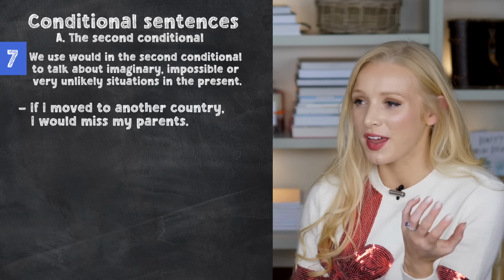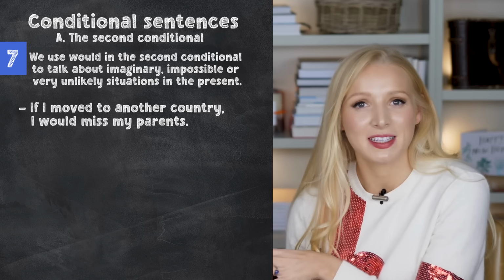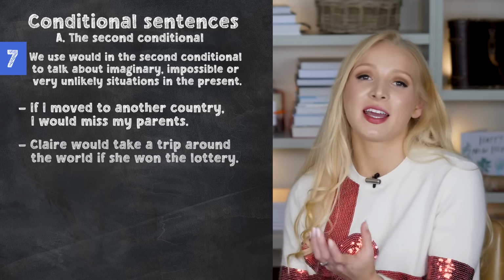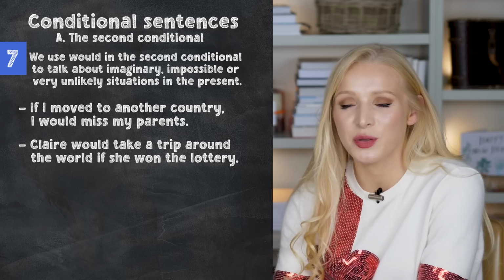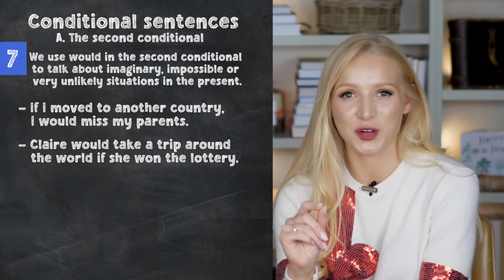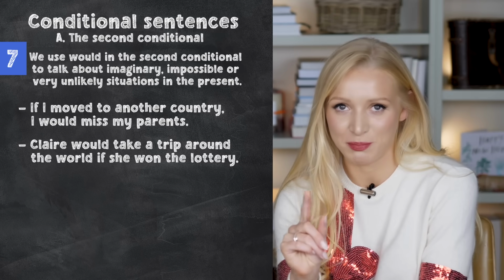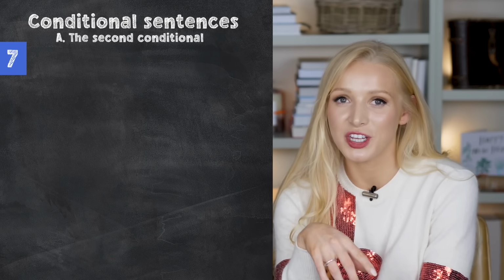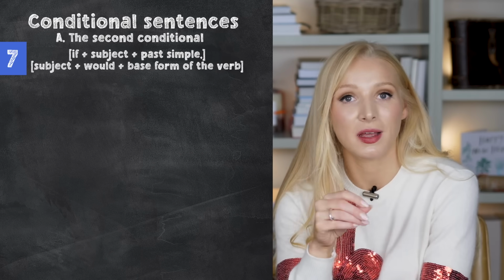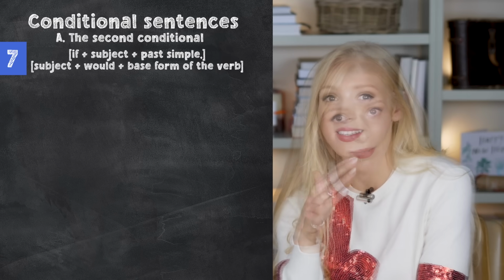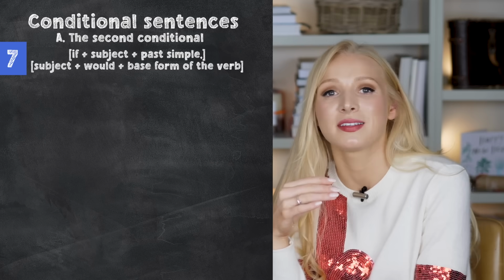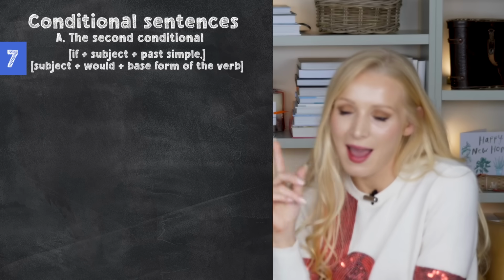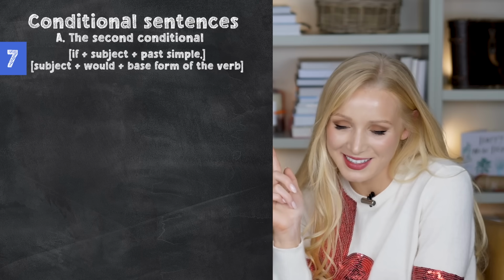If I moved to another country, I would miss my parents. Claire would take a trip around the world if she won the lottery. Take a look at the structure of these sentences, but pay attention, okay? The structure is if plus subject plus past simple, comma, subject plus would plus the base form of the verb. However, that's why I said pay attention.